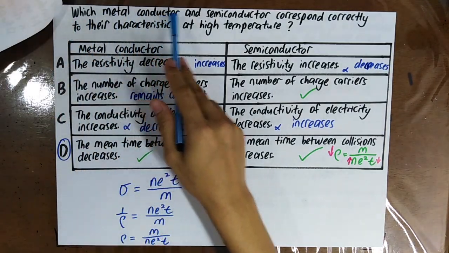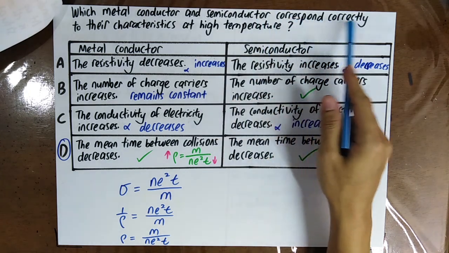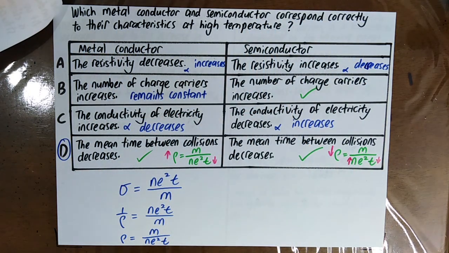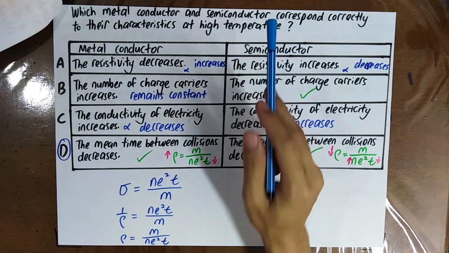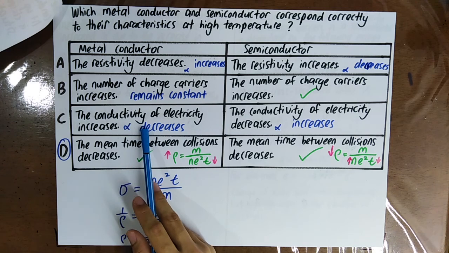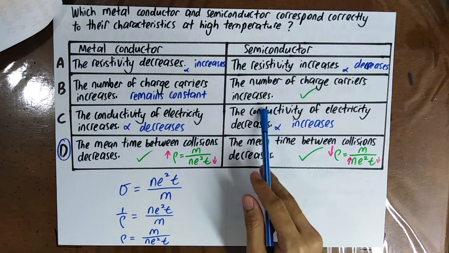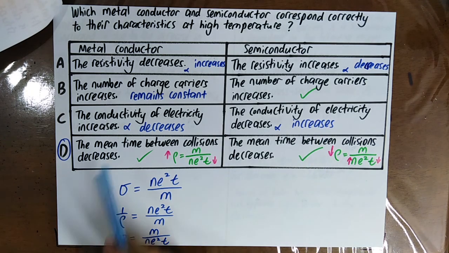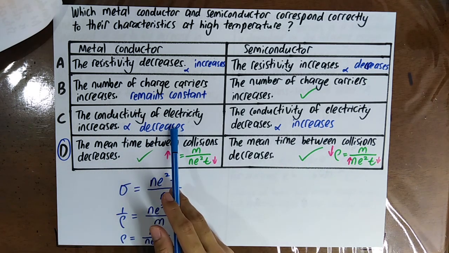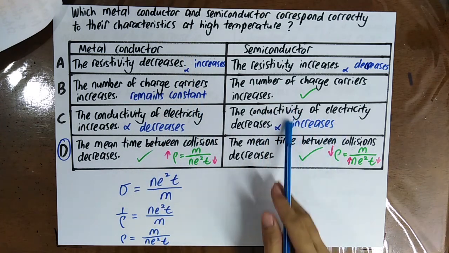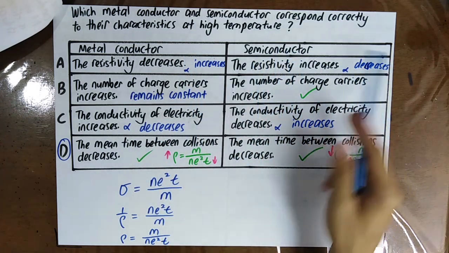Which metal conductor and semiconductor correspond correctly to their characteristic at high temperature? Okay, when it's at high temperature, you know that for the metal conductor, the conductivity will decrease and then the conductivity of semiconductor will increase. When the conductivity decreases, the resistivity increases. When the conductivity increases, the resistivity decreases.